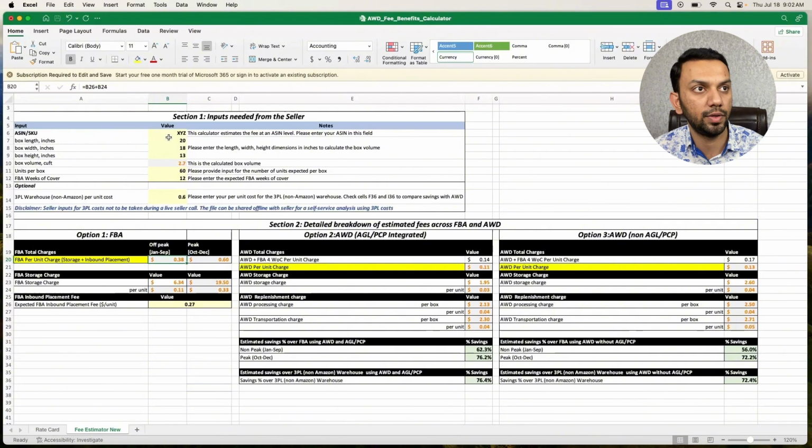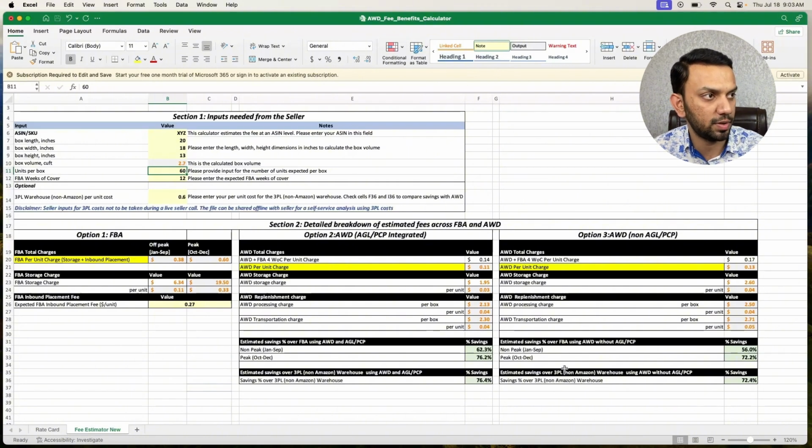If you see here, you can put in your SKU to have a comparison from SKU to SKU. Here are the box details like length, width and height for one of our products, which I have mentioned here, 20 by 18 by 13. It calculates the box volume by default, and then we need to put in the units per box. This is the number here. Then FBA weeks of cover is usually 3 months, which makes it 12 weeks. So here Amazon is giving us all the comparison, like what the FBA per unit charges are going to be. So this is the FBA option.